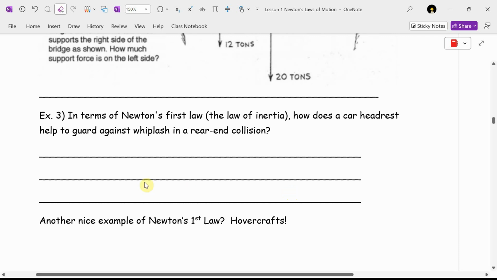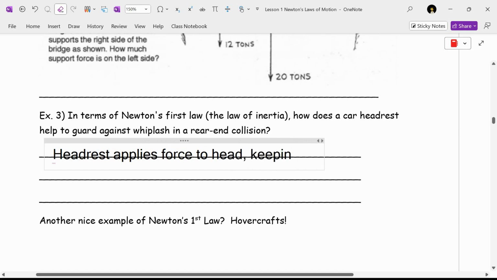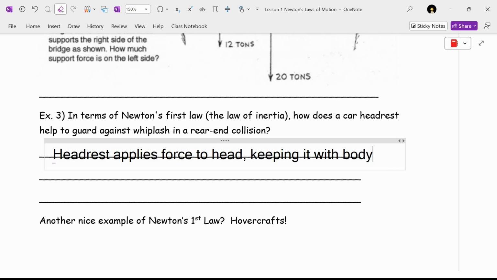Okay? So, headrest applies force to head, comma, keeping it with body. I got to be fussy, Ryder. You said your head snaps back. No, it doesn't. Your body pushes forwards.